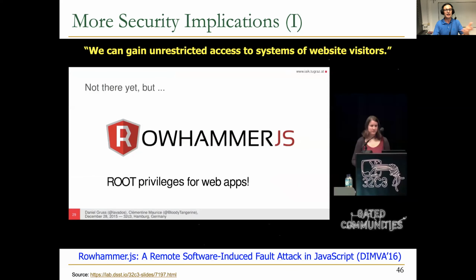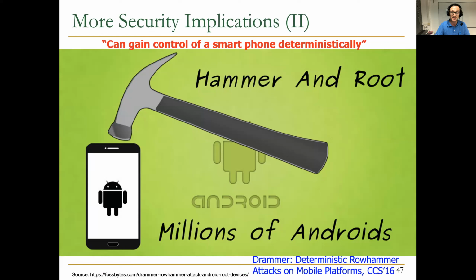Okay, so there are many other works in the security community that talk about how you take advantage of these bit flips. I will not go into a lot of detail over here, but I will point you to these works. These are fascinating works. For example, as early as 2016, these folks showed that they can gain unrestricted access to systems of website visitors by doing these attacks through JavaScript. These folks showed that you could do these attacks on an Android phone. You can actually download the app and they can gain control of the smartphone deterministically.